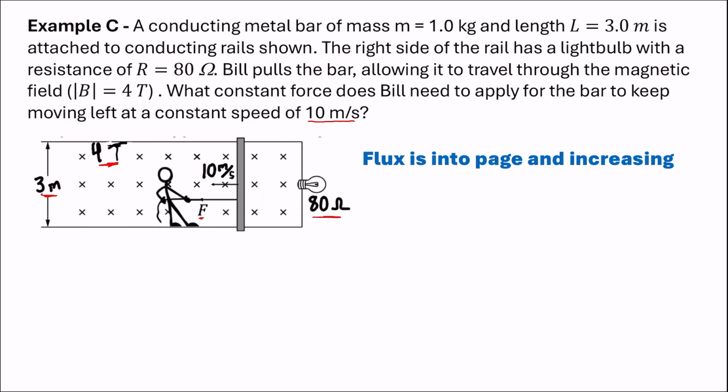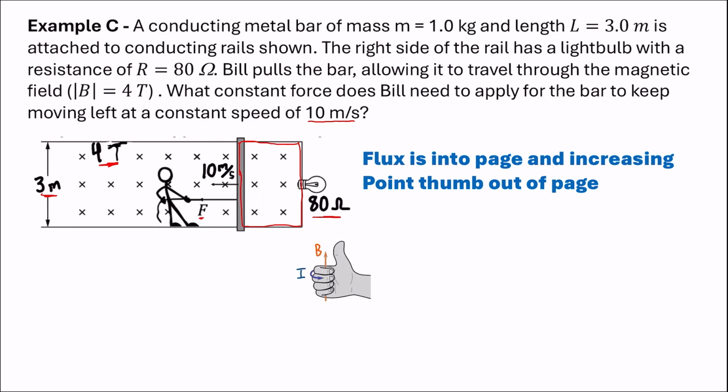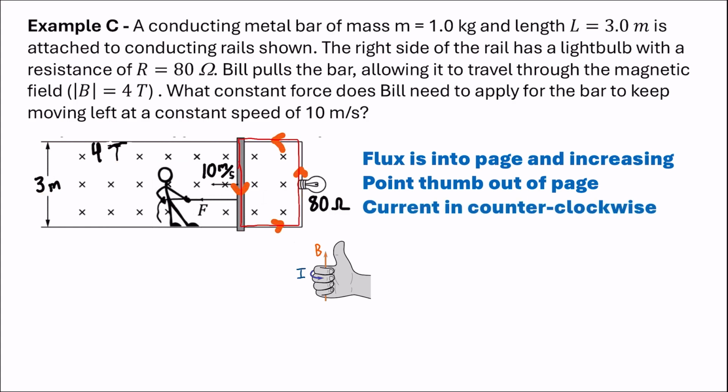Here the field is into the page, so the flux is into the page. And the flux is going to be in the area bounded by this loop. As the guy pulls the bar to the left, that area is increasing, so the flux is increasing. So I have a field into the page and increasing. To act against that increasing into the page field, I want to induce a field out of the page with the induced current, so I point my thumb out of the page. By the right-hand rule, my fingers will curl counterclockwise, so my induced current here is counterclockwise.